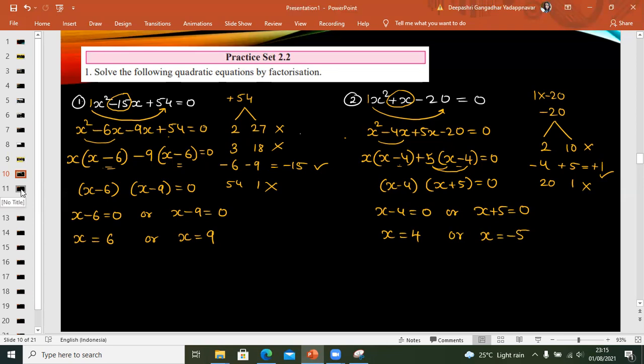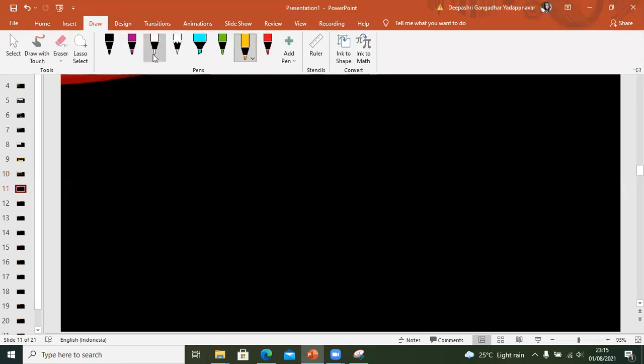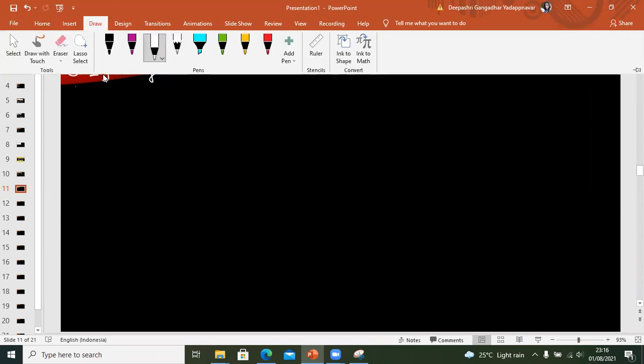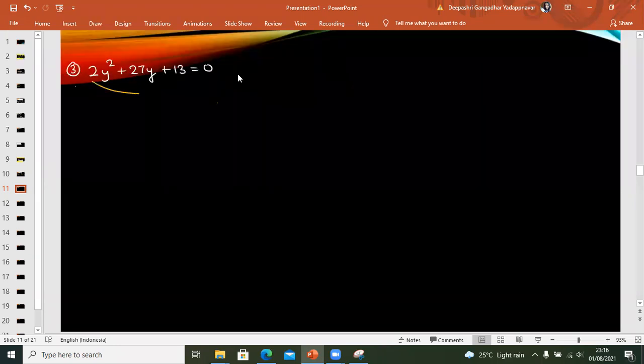Let's solve the next question. Question number 3. Here is given 2y square plus 27y plus 13 equals 0. Now, the first number here is 2 and the last number is 13. As I said, we have to multiply the first number and the last number first. You will multiply this and this, so 2 times positive 13 gives you positive 26.